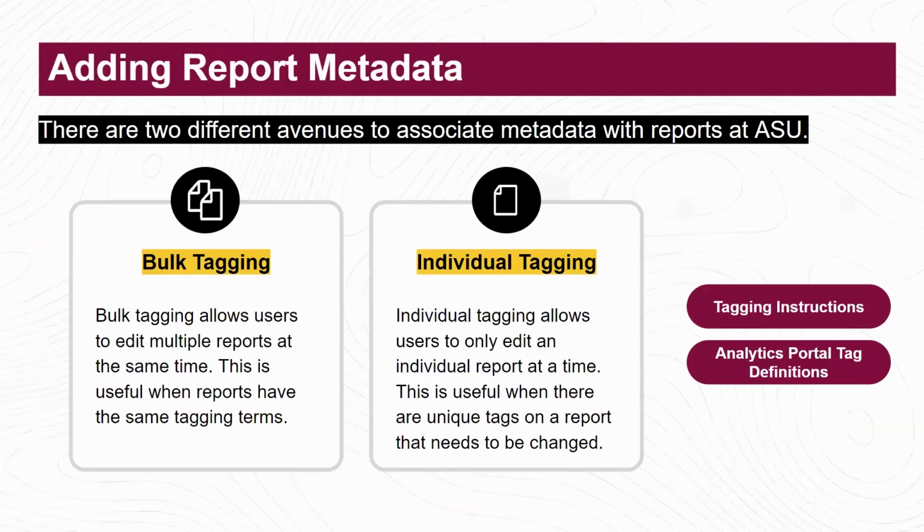There are two avenues for adding reporting metadata to your assets on the analytics portal: bulk tagging and individual tagging. Bulk tagging is editing multiple reporting assets at one time. This is really helpful in the case that your group has multiple assets that would be classified similarly. So let's say you have 10 reports in your group that all deal with student data. You don't necessarily want to go into each individual one and select the same 10 tags. So in that case, you would be leveraging bulk tagging.